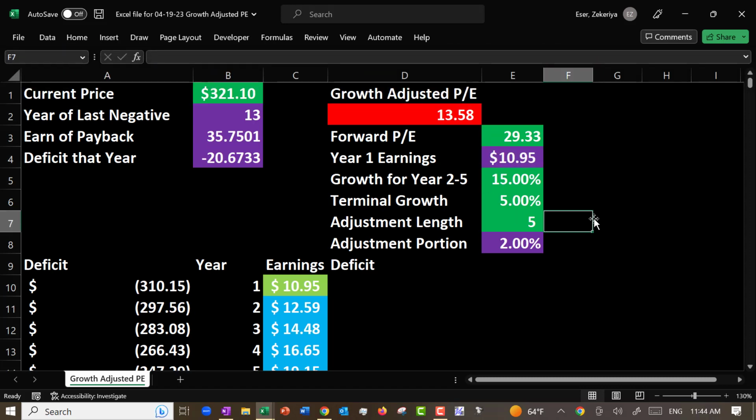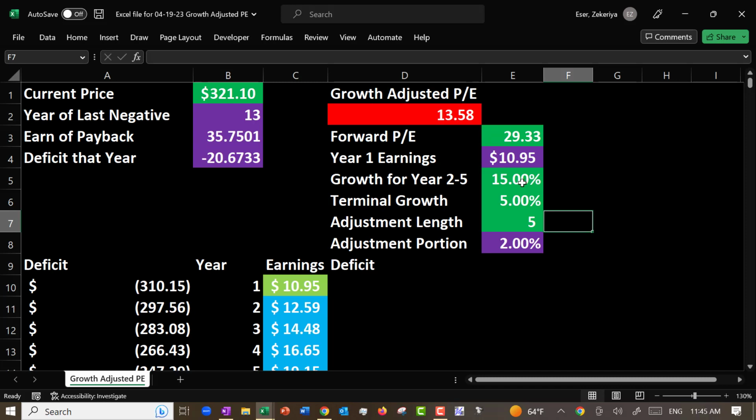It's always a good idea to get easily available inputs. There are other ways we can get to year one earnings, but forward PE is commonly reported. So just get it from there.